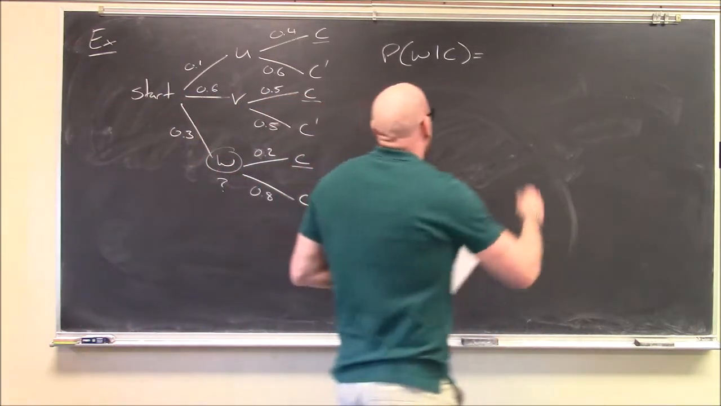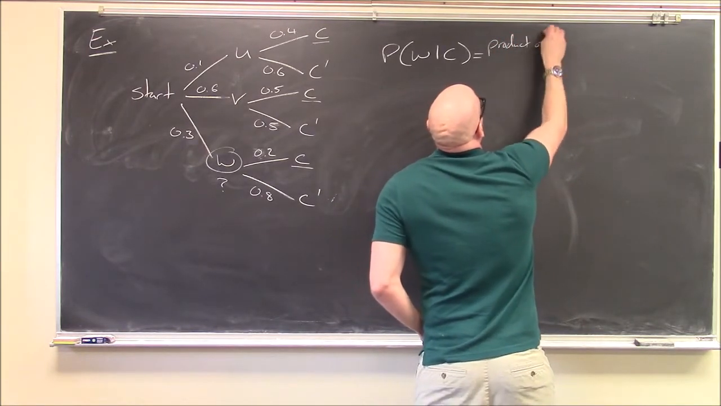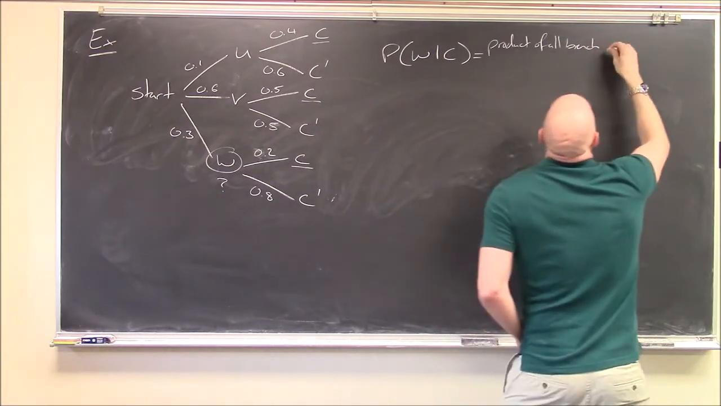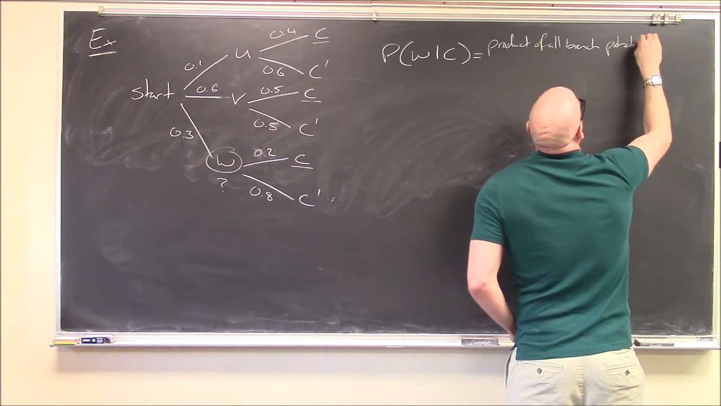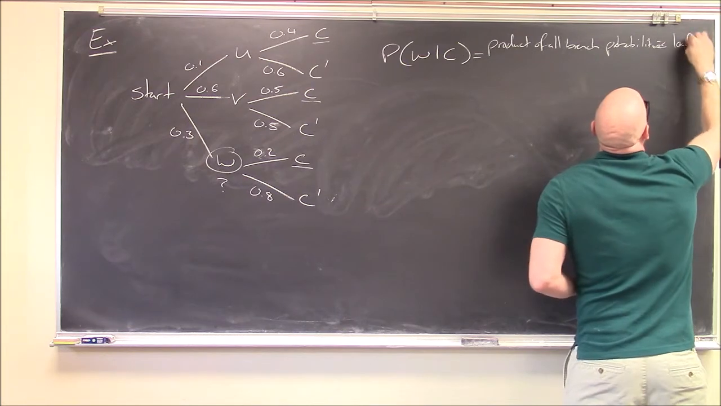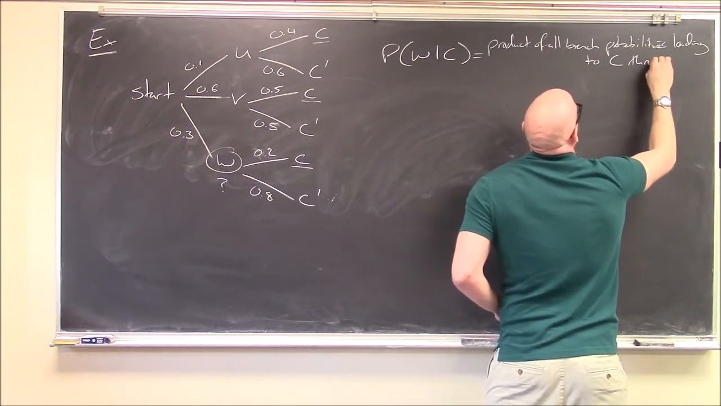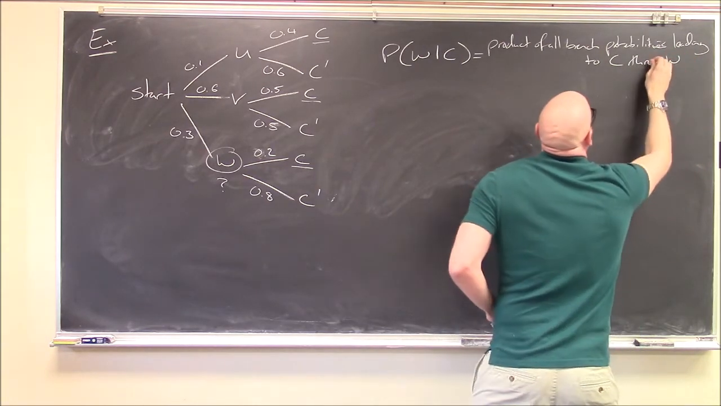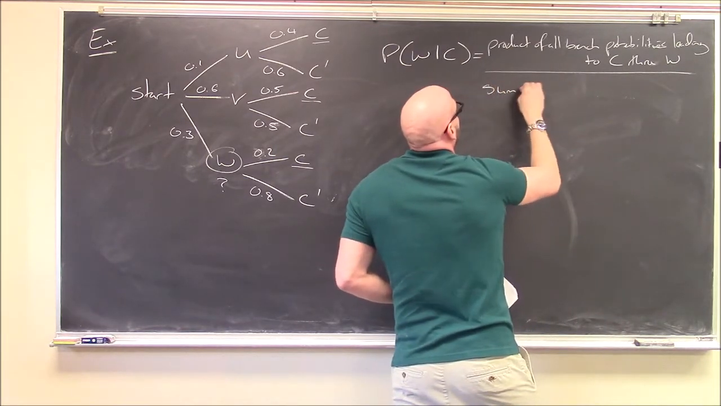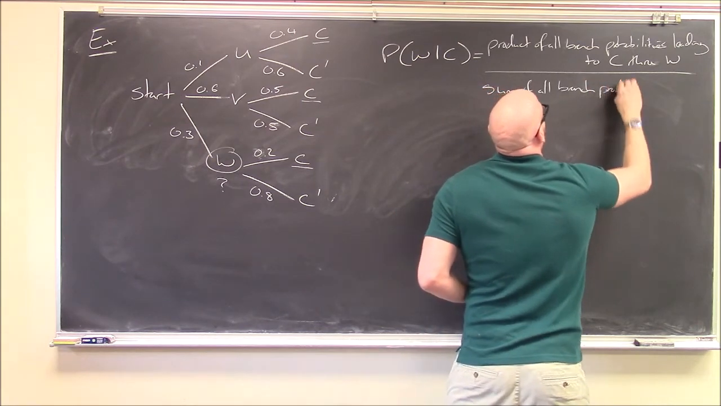So Bayes' formula says that to compute this, we're going to take the product of all branch probabilities, writing down the full formula, product of all branch probabilities leading to C through W, and then we're going to divide that by the sum of all branch products to C.